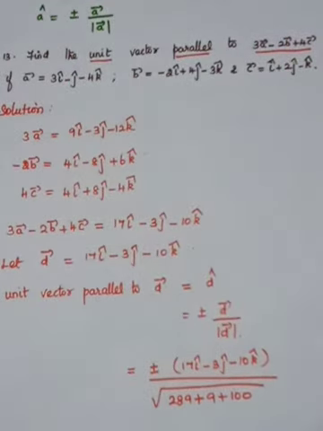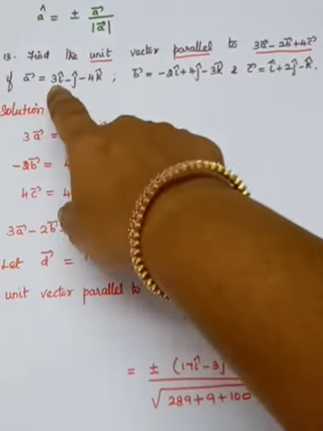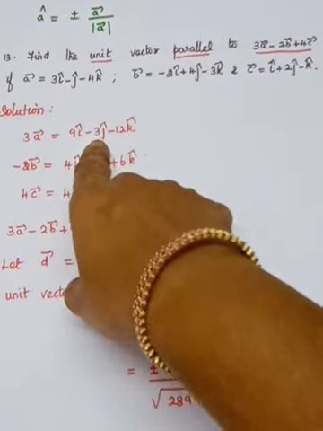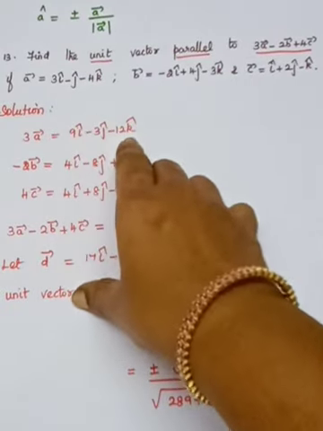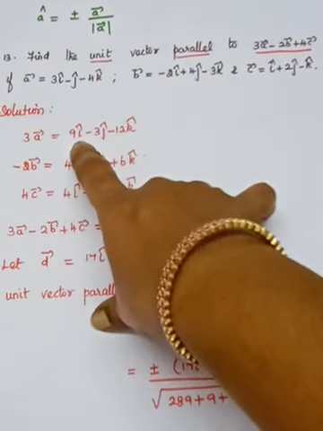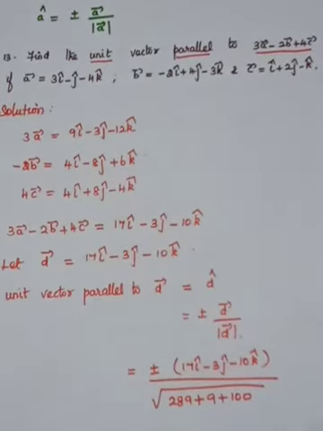So the first term is 3a vector. The a vector has to be multiplied by 3, so all the components of a vector have to be multiplied by 3. 3 threes are 9. Minus 1 into 3 is minus 3. Minus 4 into 3 is minus 12. So therefore 9 i cap minus 3 j cap minus 12 k cap.